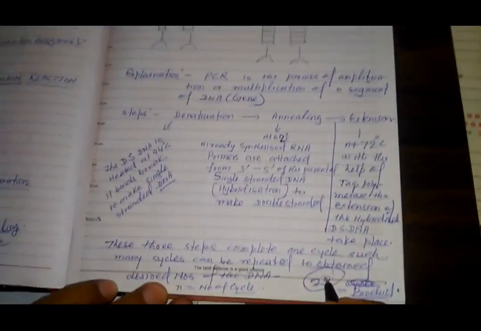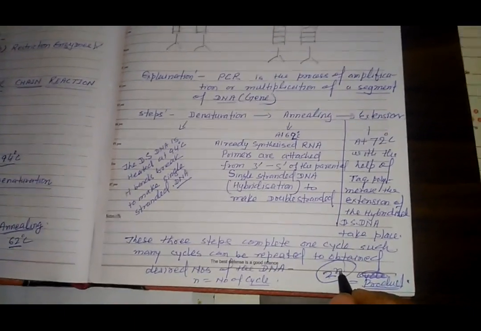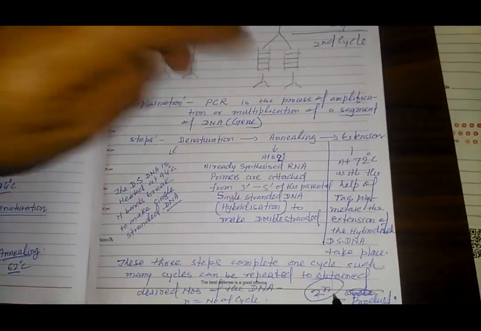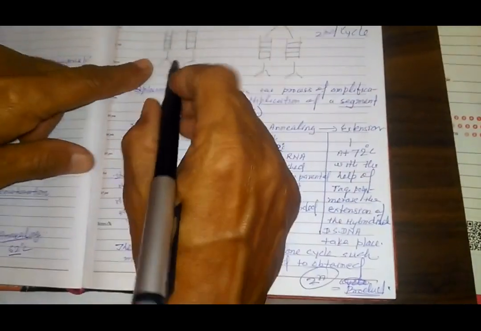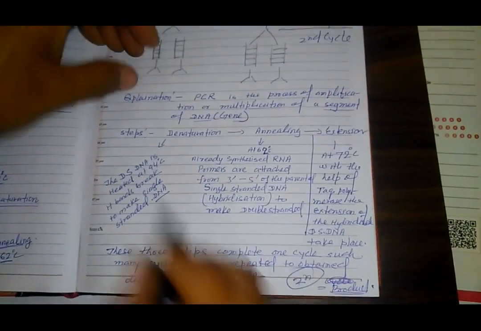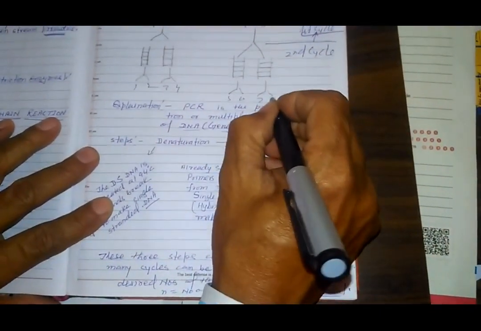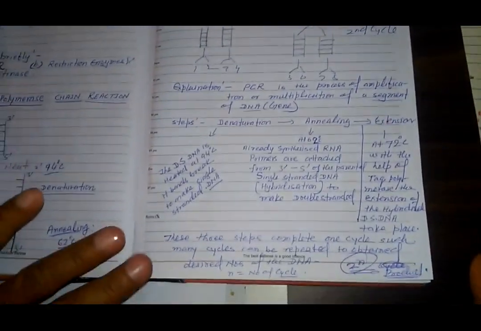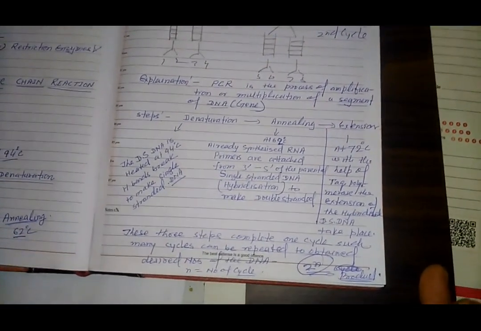If n is 1, then we get 2 copies. If it is 2, then we obtain 4 copies. In the second cycle, 1, 2, 3, 4 copies. If it is 3, then again 1, 2, 3, 4, 5, 6, 7, 8 copies will be given. So with this formula we can obtain how many copies we get.